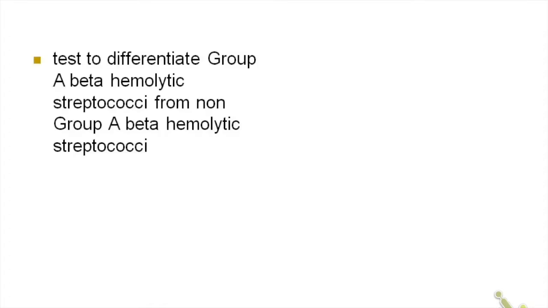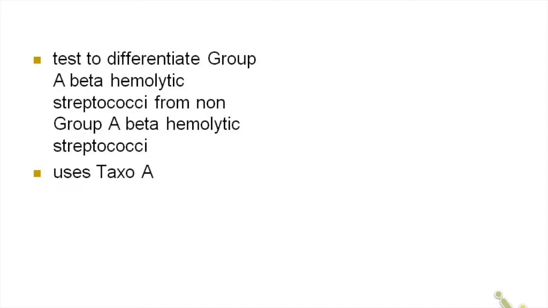Okay, to test for group A, we can also do the bacitracin test. It is a test that will allow us to differentiate group A beta hemolytic streptococci from non-group A beta hemolytic streptococci, because if streptococci can cause beta hemolysis, it doesn't necessarily mean that it is due to group A. There are other groups of streptococci that can cause beta hemolysis. To differentiate them, you have to use the bacitracin test.